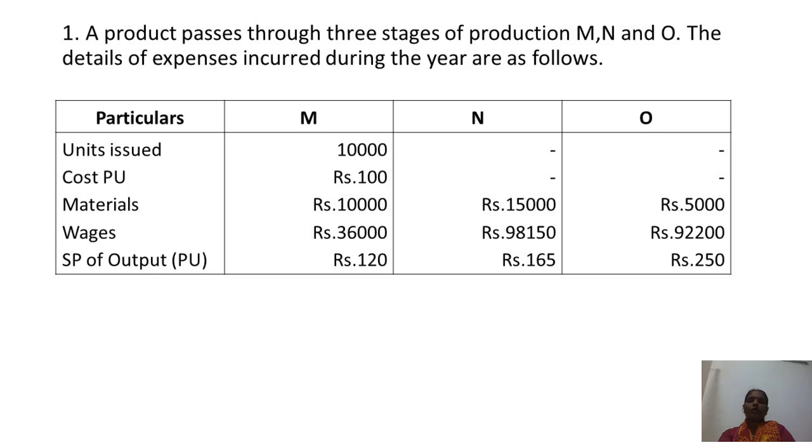and for O 92,200. In the same way, the selling price per unit of M is 120 rupees, and for N, the selling price per unit of output is 165, and for the finished good O, in the process O, the selling price of output per unit is considered as rupees 250.